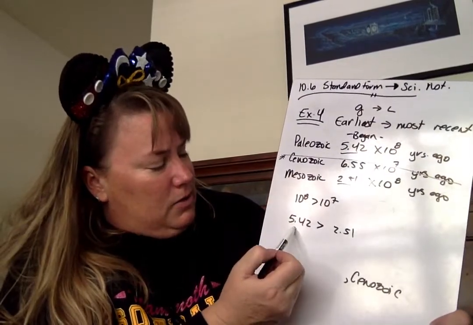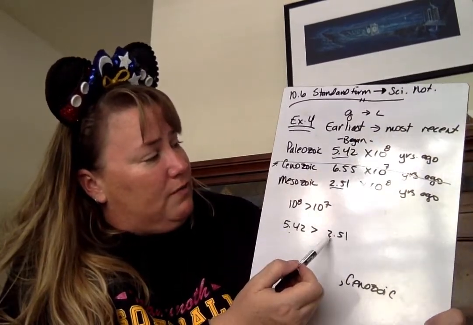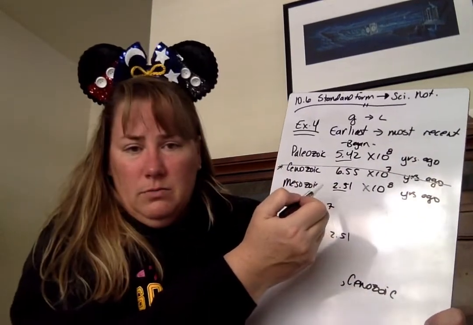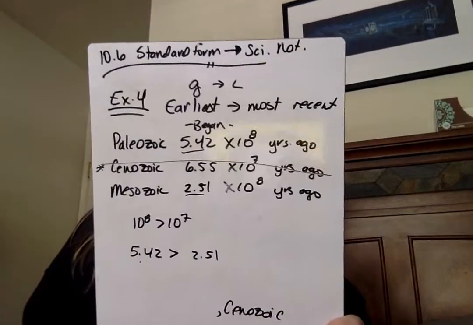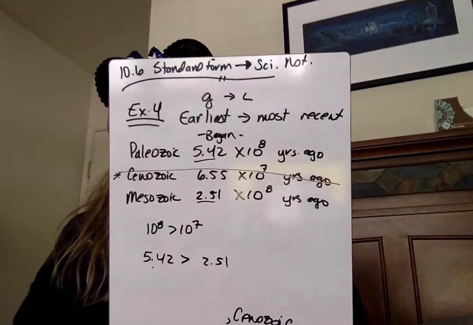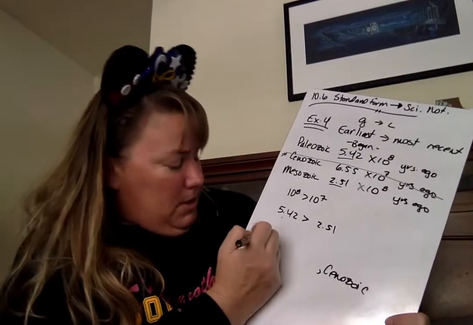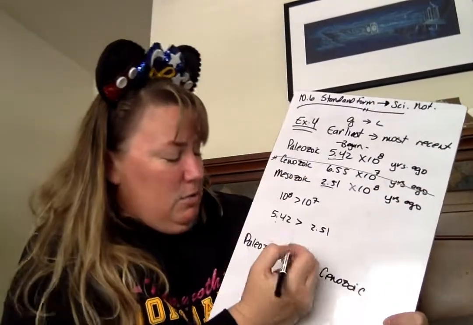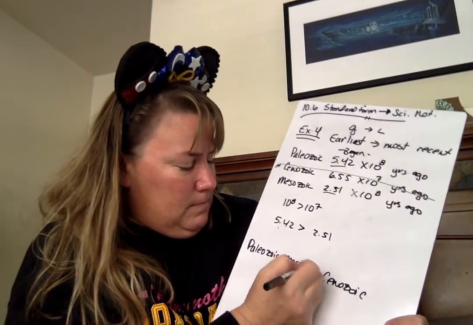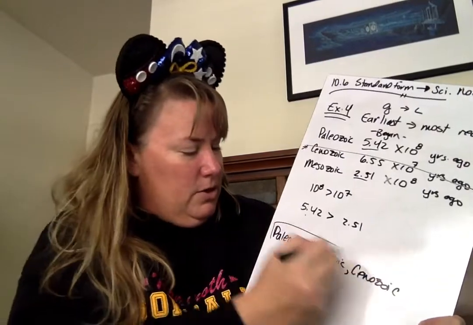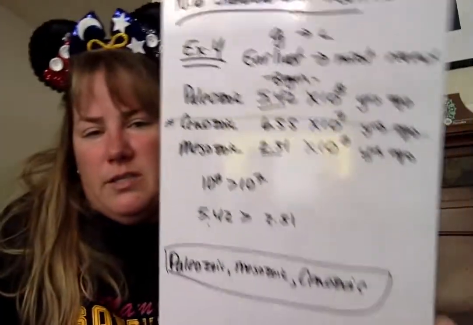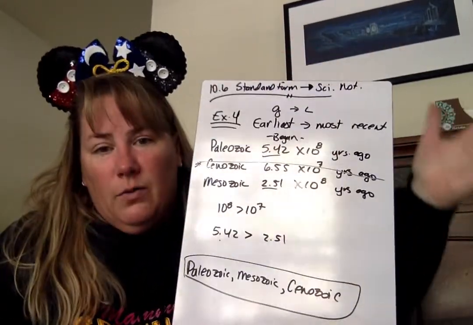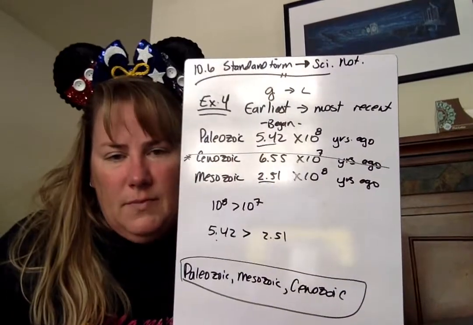And then I have 5.42 is greater than 2.51. So Paleozoic is greater than the Mesozoic. So that now tells you which one is greatest to least. So that means Paleozoic, and then your Mesozoic. And there you have them in order from earliest to most recent, also known as greatest to least. And another one, oldest to youngest.